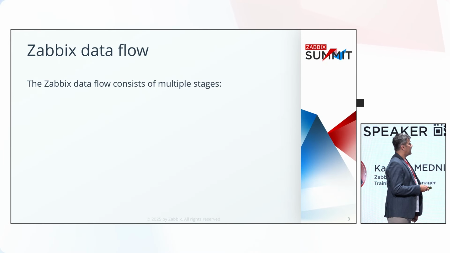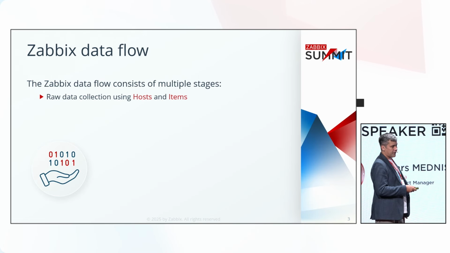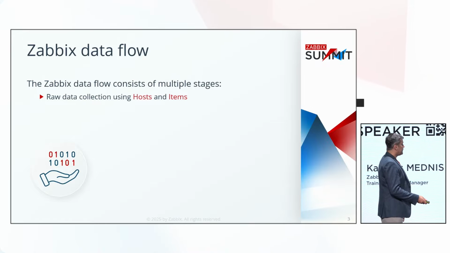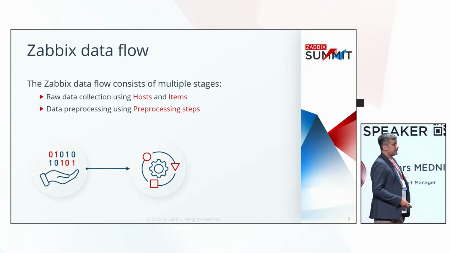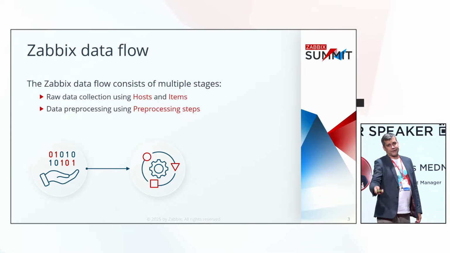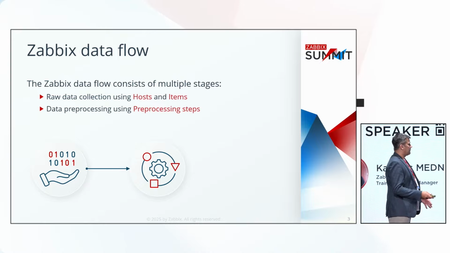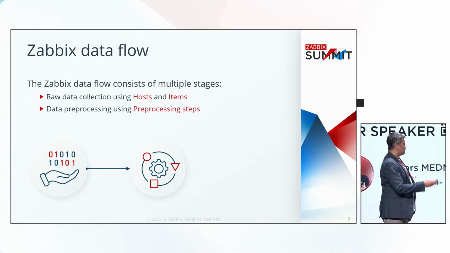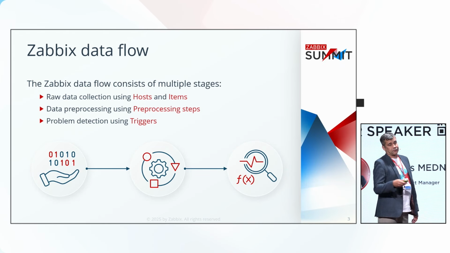In Zabbix, when we collect data, we have multiple stages. First, we need to collect data somehow. So we create items, we create hosts, and we collect data. After that, we pre-process the data. There are many ways we can change the data. Maybe we need to multiply, maybe we need to extract values. So we pre-process the data, and after that, we detect problems.